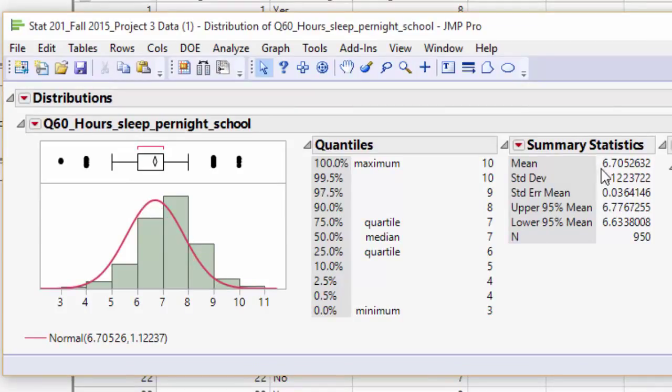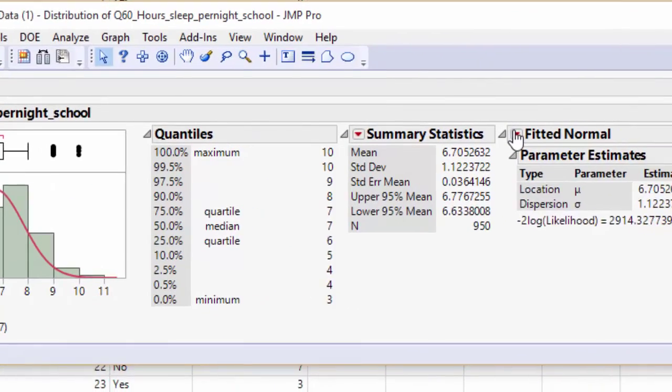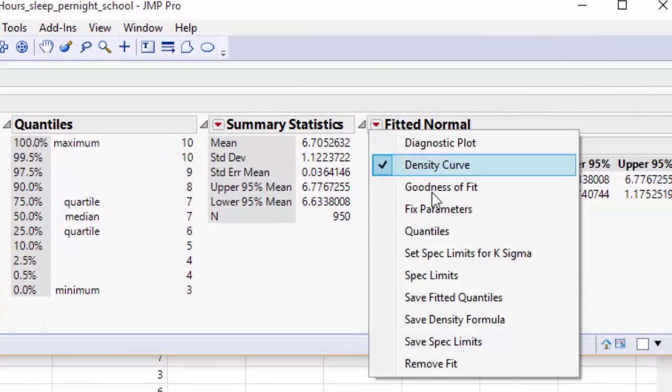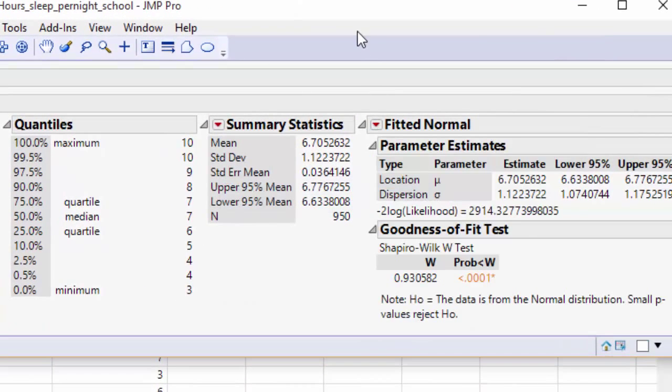We have the mean from the summary statistics, and we also have the standard deviation, which tells us how spread out the distribution is. Our goal is to fit a distribution that fits really well on top of this histogram. With this in mind, we can check out the goodness of fit by clicking the red arrow and clicking Goodness of Fit.